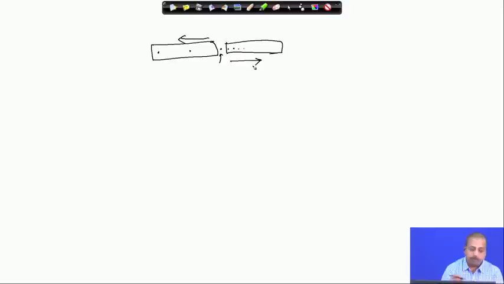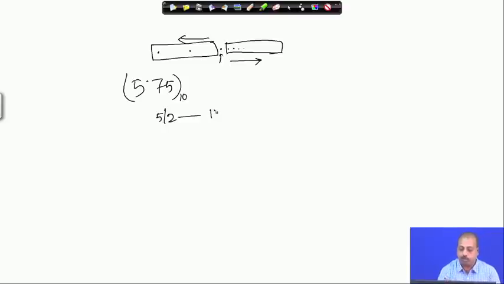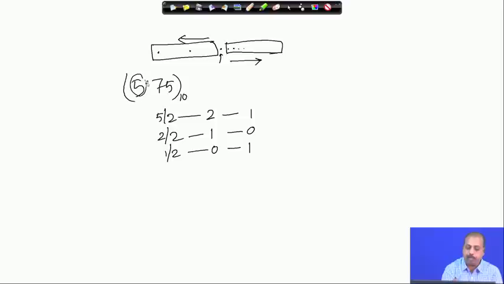So, say you have a number 5.75 in the decimal number system and we want to convert it into the binary number system. First of all, this 5 has to be converted into binary. So, 5 divided by 2, you have 2 as the quotient and 1 as the remainder. Then 2 divided by 2, you have 1 as the quotient and 0 as the remainder, and then 1 divided by 2, you have 0 as the quotient and 1 as the remainder. So, for the 5 part, I have got the digits 101, then comes the decimal point and now this 0.75.